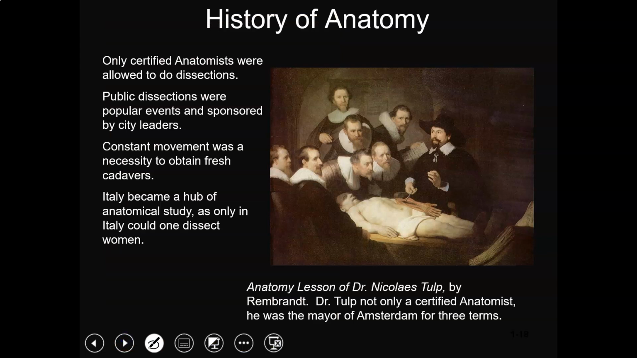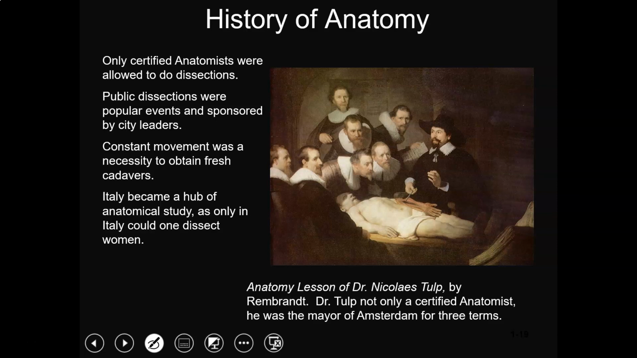Here is the anatomy lesson of Dr. Tulp by Rembrandt. Dr. Tulp was the mayor of Amsterdam and a certified anatomist. These dissections, like you see this, were giant events. Dr. Tulp would have these anatomy fairs. It's like a Renaissance fair for anatomy geeks, and they bring people in, and they're all going to study anatomy and buy T-shirts and refreshments. It was a big deal for the city.